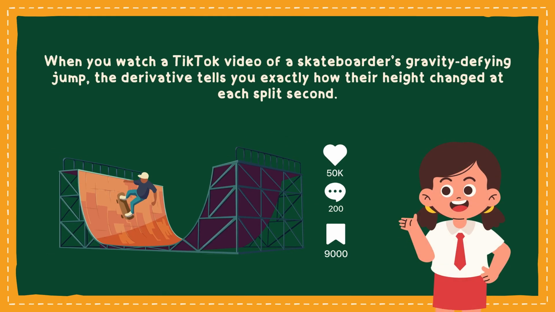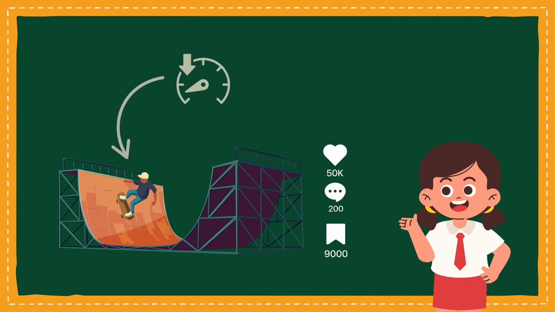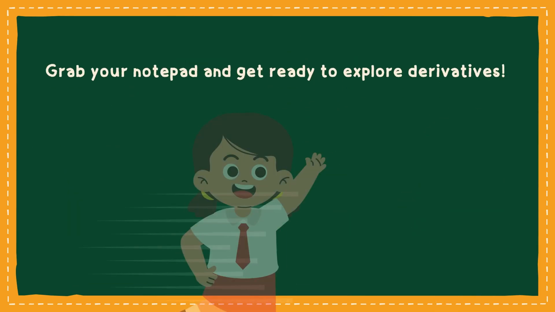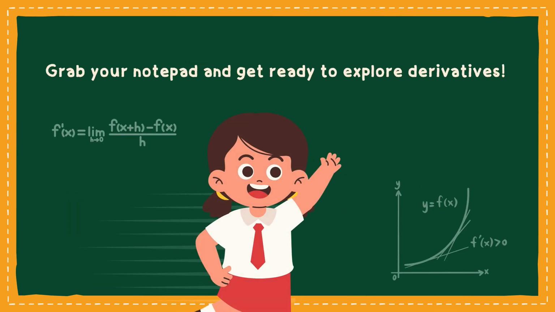When you watch a TikTok video of a skateboarder's gravity-defying jump, the derivative tells you exactly how their height changed at each split second. It answers questions such as, was their ascent slowing down or speeding up? So grab your notepad and get ready to explore derivatives.